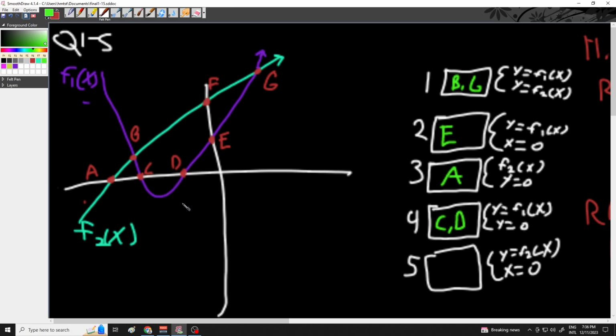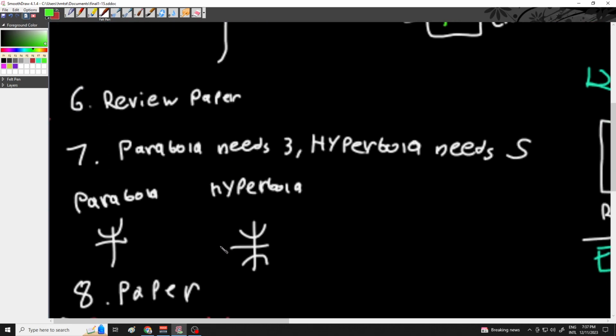And the final one, 5, we have y equals the second function of x, and x is equal to 0. We have to figure out where x is equal to 0. It's going to be somewhere on this y-axis. And believe it or not, the second function is teal, so it's just going to be point F. That is the first question set done, 1 through 5 finished.